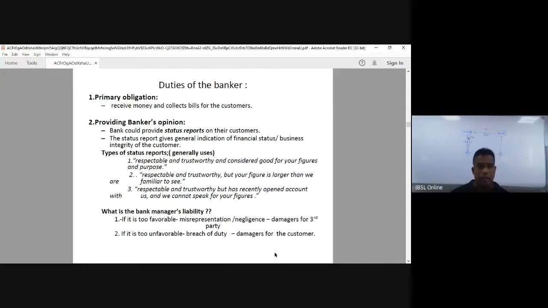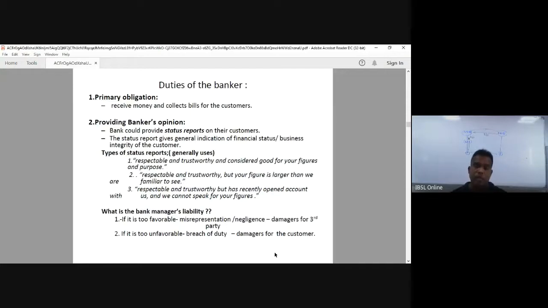So that's number 1. Number 2: respectable, trustworthy, but your figure is larger than we are familiar with. What does it mean? It means HNB says the customer is trustworthy. That means he has not defaulted, he has taken loans, he may be paying, but he is not a defaulter, so he is a trustworthy customer.